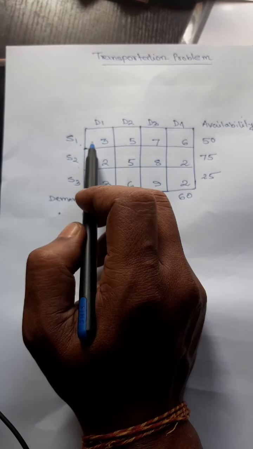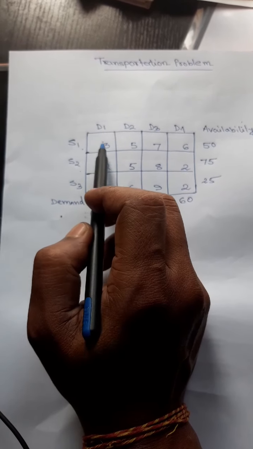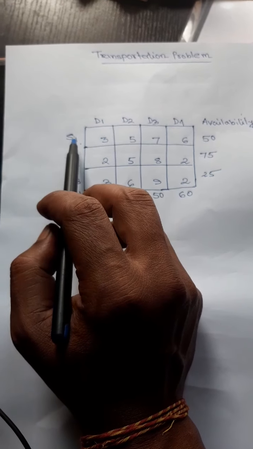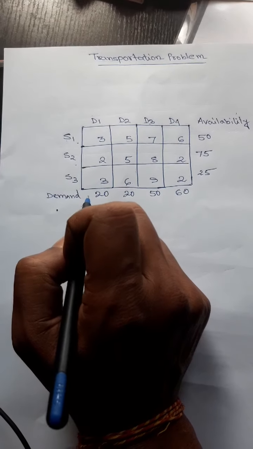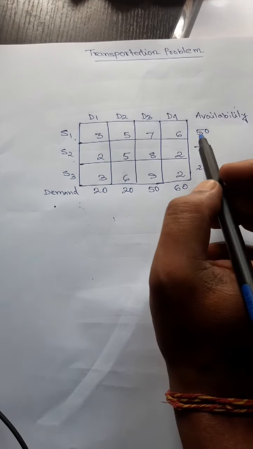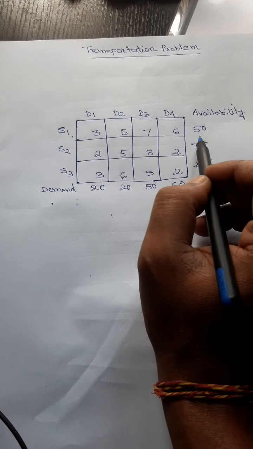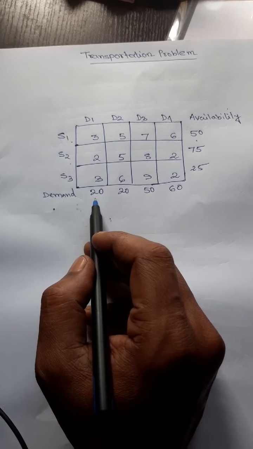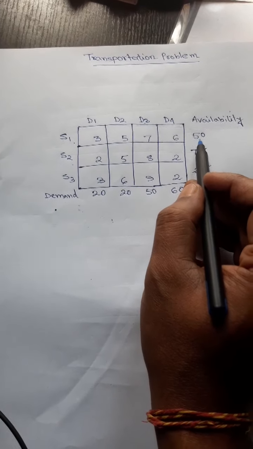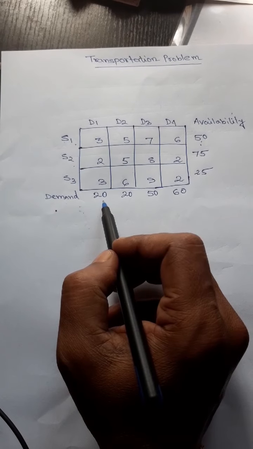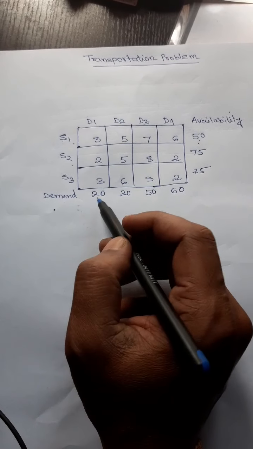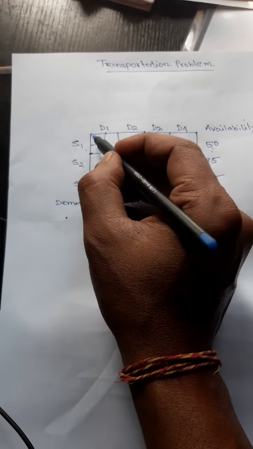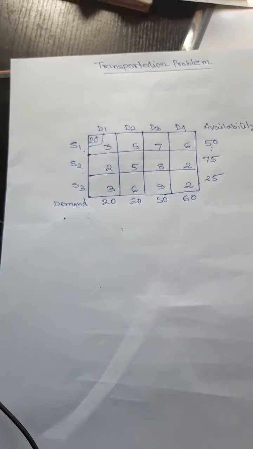Now we need to allocate something in this S1D1 cell. For that, we check the availability in S1 and the demand in destination 1. The availability in S1 is 50 and the demand is 20. You need to find the minimum one, and between 50 and 20 the minimum is 20. So we are going to allocate 20 here.